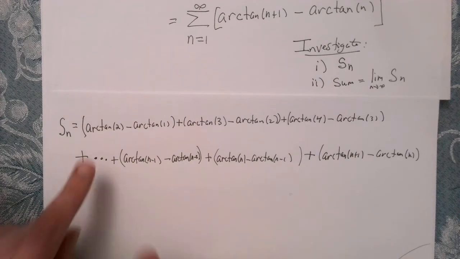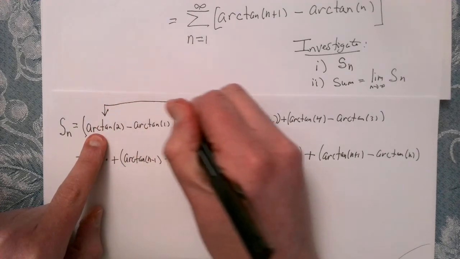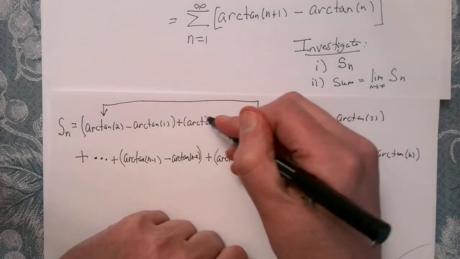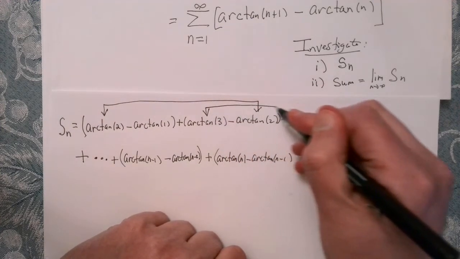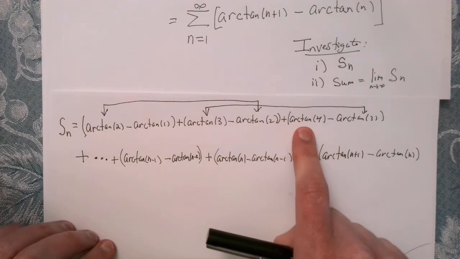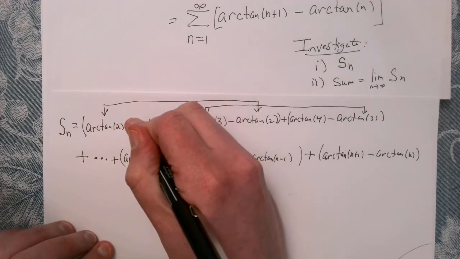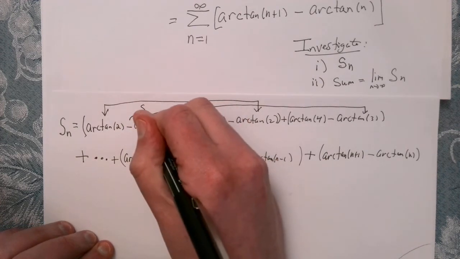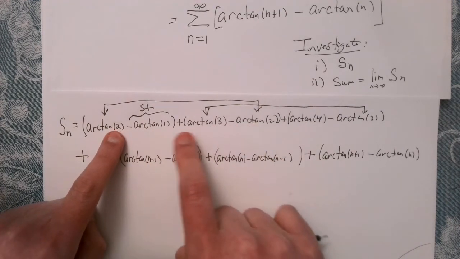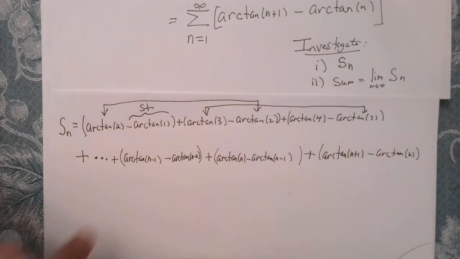So let's see what cancels. It looks like this arctan of 2 is going to cancel with this. So these are gone. And it looks like this arctan of 3 will cancel with this arctan of 3. This arctan of 4 would cancel with arctan of 4 a couple terms down. So this is going to stay right here. Nothing's going to cancel with it. And it makes sense if you look at the pattern of the sequences on the left side, right? You're never going to get down to 1, 2, 3, 4, etc. So that's going to stay.